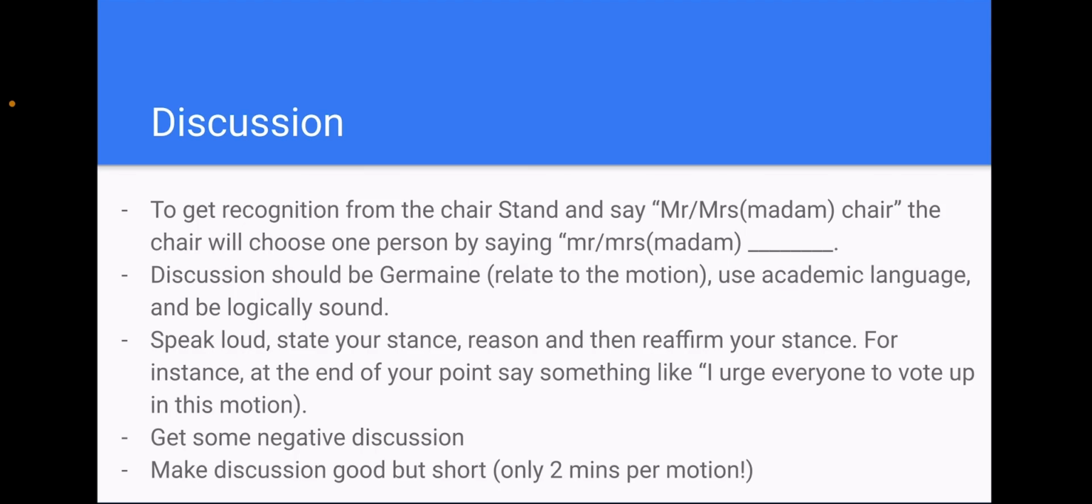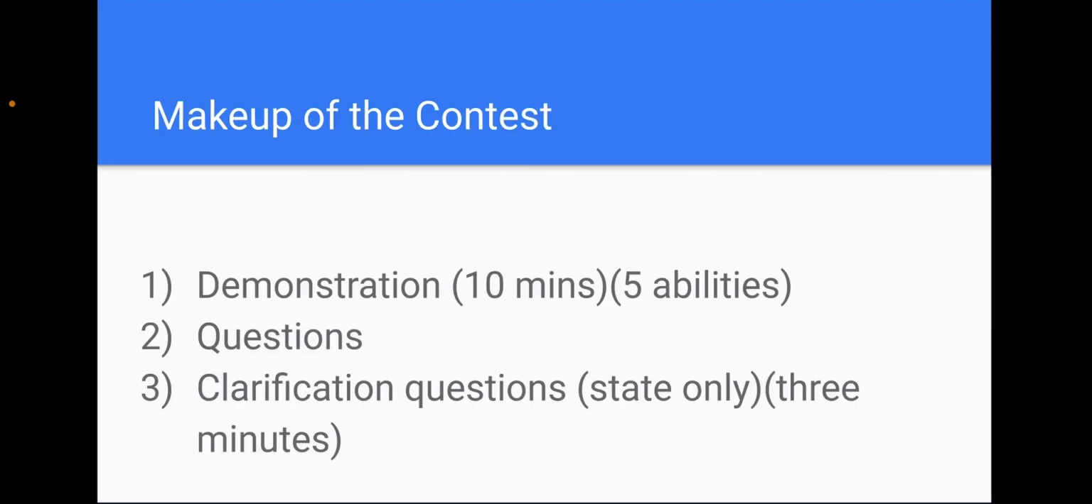You want to have some negative discussion. You don't want to have all positive. Otherwise, it just isn't realistic. And you want to make discussion good but short because you only have 2 minutes per motion, because it's a 10-minute demonstration and there's 5 motions.